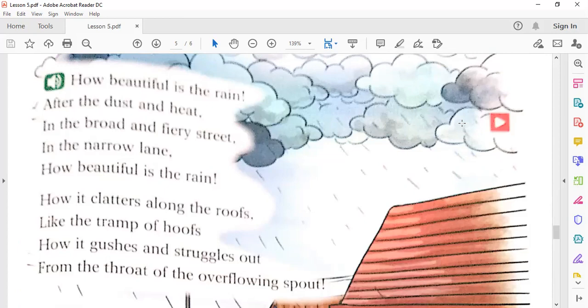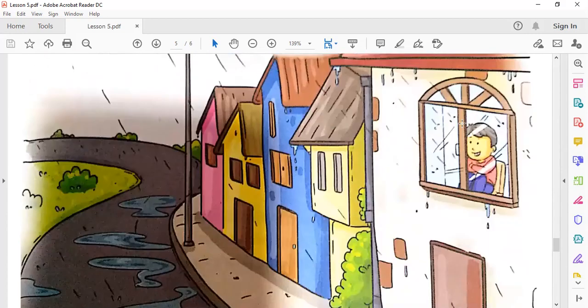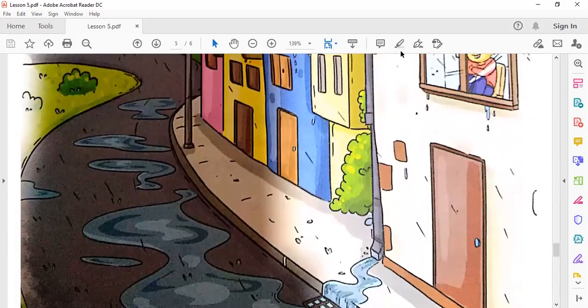In the narrow lane, how beautiful is the rain? How it clatters along the roofs. It clatters on the roof. Okay. And like the tramp of hooves, how it gushes and struggles out from the throat of the overflowing spout. From the spout, the water comes out, dear students. This is the spout of a building.